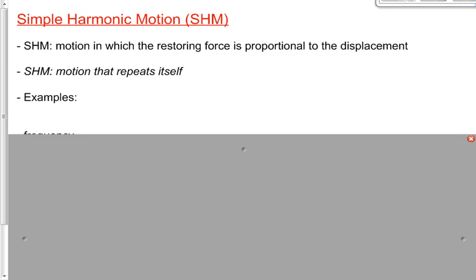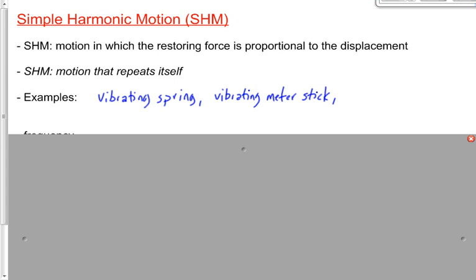So examples, as we said, a vibrating spring. I'll write down, although this isn't a particularly common example, the vibrating meter stick as well, only because when you're reading your notes, you might remember what we just did in class here. What's another example of simple harmonic motion? Motion that repeats itself, motion in which the restoring force is proportional to the displacement.